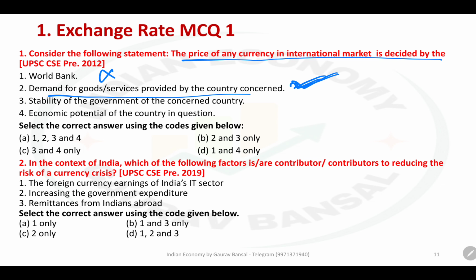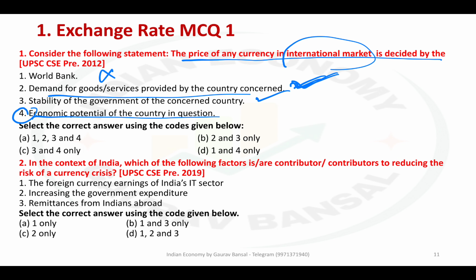Okay, what you produce, basically your export. How much is the demand for that in other countries? Since we are talking about international market, obviously we are talking about international trade. That should be understood. International demand. So obviously that matters. Stability of the government of the concerned country. So that is also important, because if government is unstable, its currency will always be of low value. Stability is a very, very important parameter. Okay. Economic potential of the country in the question. So potential does not really affect the exchange rate.